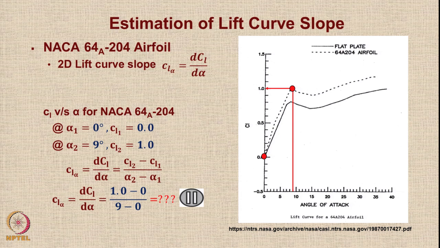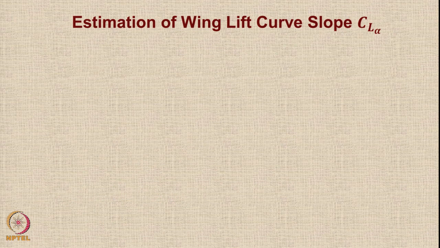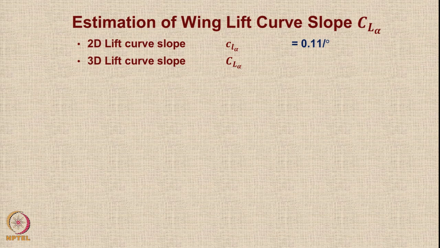So, it is a simple calculation, 1 divided by 9, but it is a good idea to pause and do the calculation yourself. The number is 0.11. So, the lift curve slope of the airfoil is 0.11 per degree. Let us now use this information to calculate the lift curve slope of the entire wing, the so-called 3D effects. So, the 2D lift curve slope we have just calculated was 0.11 per degree.